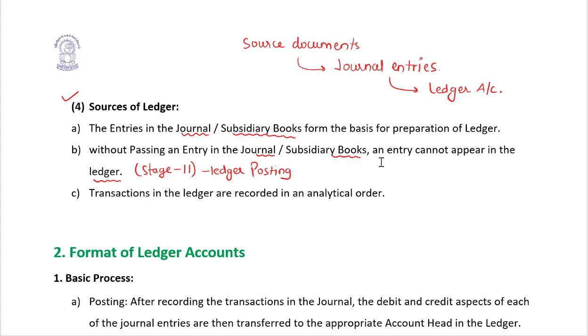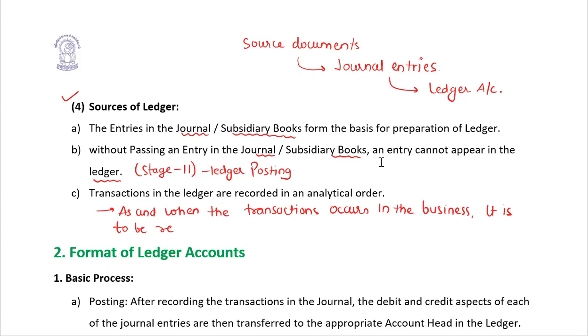Transactions in the ledger are recorded in an analytical order. That means as and when the transaction occurs in the business, it is to be recorded in the journal and then in the ledger.